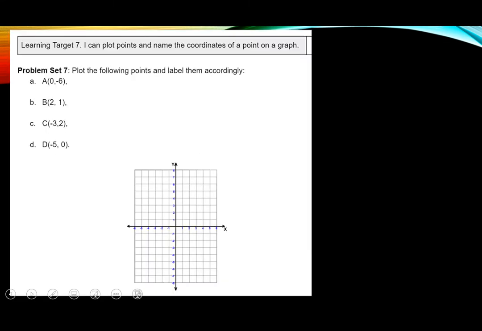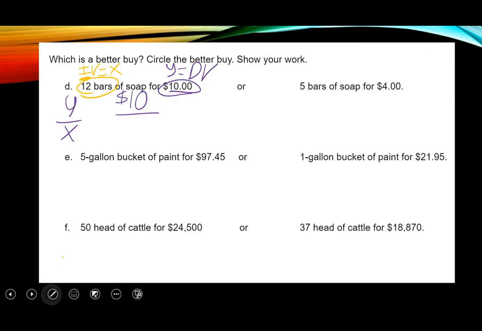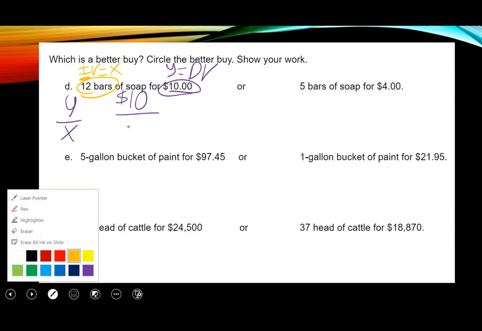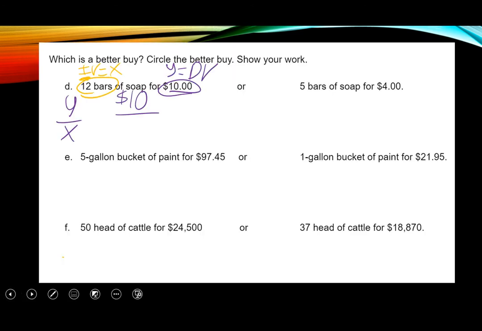So if we have it as y over x, we're going to have the 10 over the 12. And so that's going to boil down to 10 divided by 12, 0.83 dollars, or simply 83 cents per bar of soap.